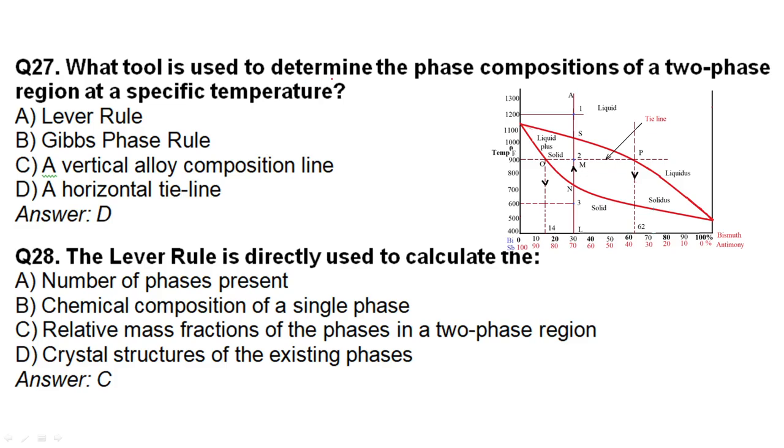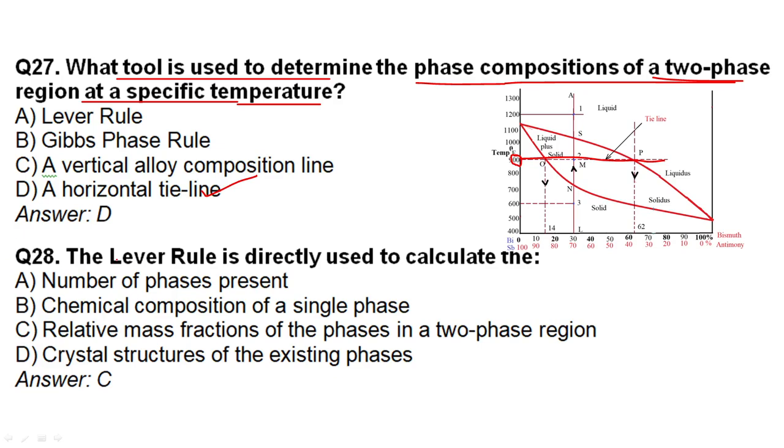What tool is used to determine the phase composition of a two phase region at a specific temperature? The options are A, lever rule; B, Gibbs phase rule; C, a vertical alloy composition line; D, a horizontal tie line. To find the composition at a specific temperature, we use the horizontal tie line. So the answer is the horizontal tie line.